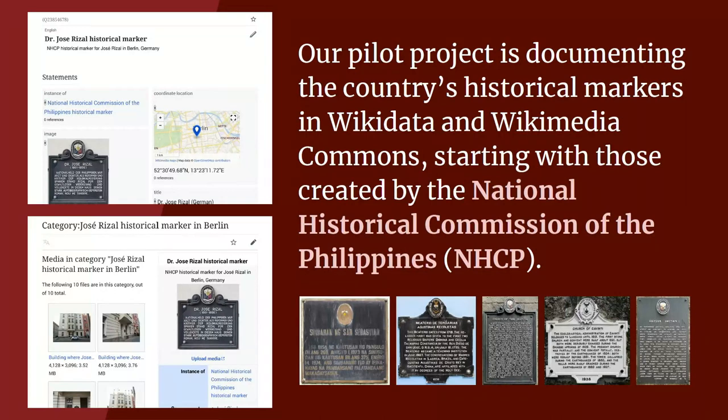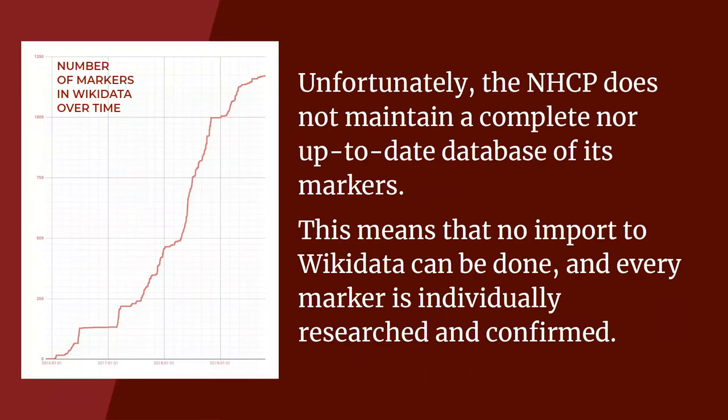For example, they installed a marker for our national hero here in Berlin. So this is the Wikidata page for that marker and a collection of photos of that marker in Commons. Unfortunately, the government agency does not keep a good, up-to-date or complete database of their markers, so we have to painstakingly input these into Wikidata manually after careful research and confirmation. Here's a graph of the number of markers that we've added to Wikidata over the past 3 years.